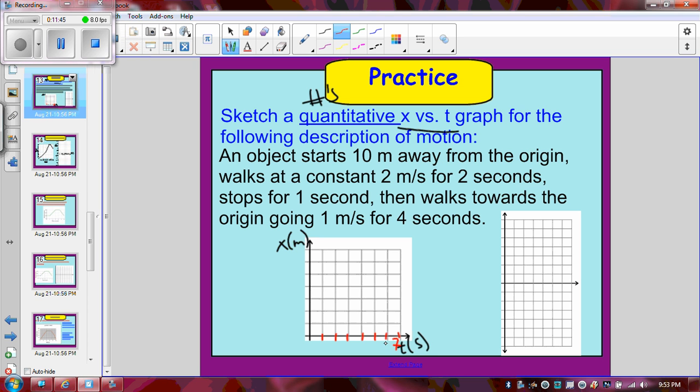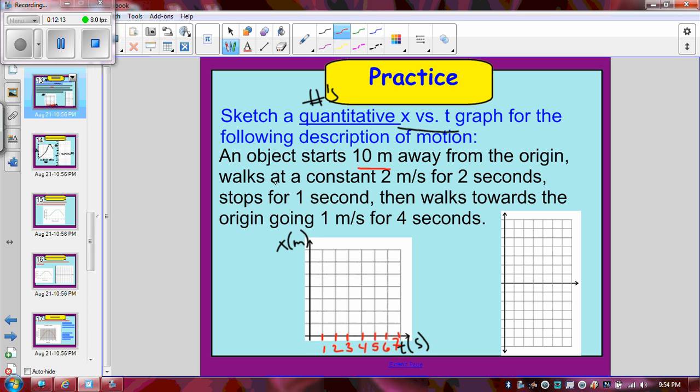And we can go ahead and label all these since it's not really that difficult. 5, 4, 3, 2, and 1. Remember, when making your graphs, it's important to make sure that all your intervals are even. On the y-axis, that's my position. I want to figure out what's my greatest position and what's my least position to figure out what I should make my scale. It looks like the object starts 10 meters away.